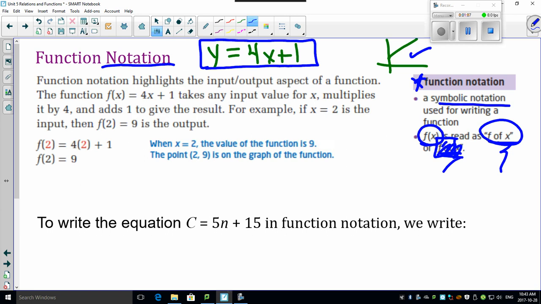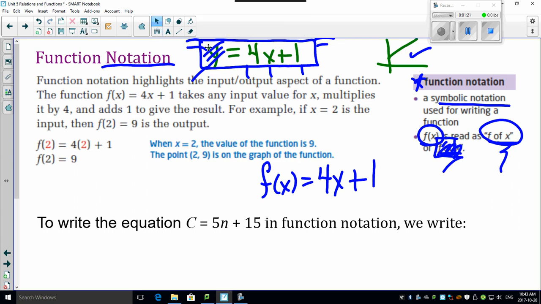So how does this particular equation change? Well, simple. Wherever you see the y here, you're going to replace it with f of x. And what does this mean? This tells you that this is a function machine. What do I mean? This x and this x are related.